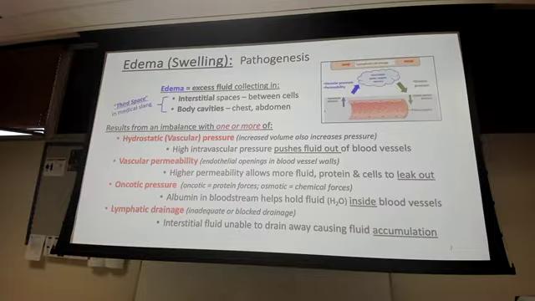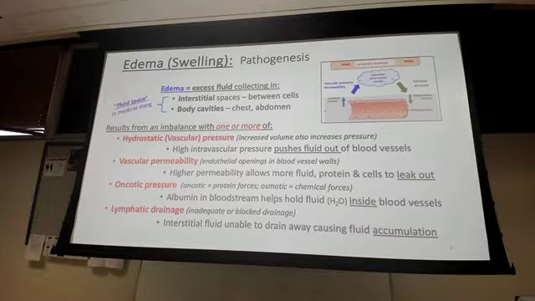So the first one, if we have an increase in our hydrostatic pressure, in our vascular pressure. Normally, you think about a tube, and if you have fluid in there, it's going to push on that tube, right? If we increase the amount of fluid in there, we're going to increase that pressure. And if we increase that pressure, then it's going to cause that fluid to actually escape. Because our blood vessels, even though we think of them as solid tubes, they have little holes in them, right? They have those endothelial gaps. And if you increase that pressure, you can push out more fluid because of that pressure.